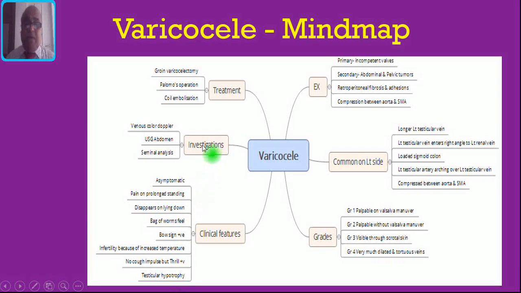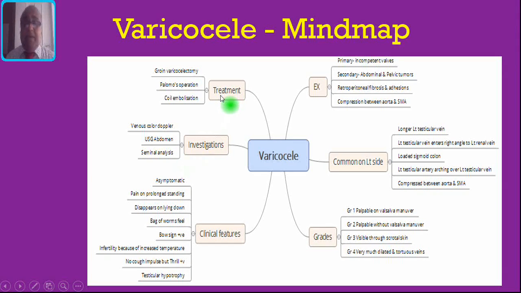So coming to the investigation, it is a clinical diagnosis. However, you can confirm it by doing a venous color Doppler. You should do an ultrasound abdomen to rule out any kidney mass, and you must also do a seminal analysis to find out whether the patient is having oligospermia or azoospermia.